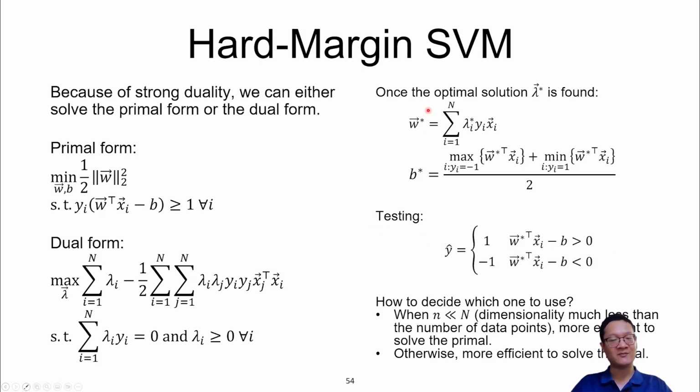In general, we can directly solve the primal problem, or we can do what we did in class. So how do we decide? From a computational perspective, initially it looks like when little n, the dimensionality of x, is much less than the number of data points, then it's more efficient to solve the primal problem. Otherwise, it's more efficient to solve the dual problem.